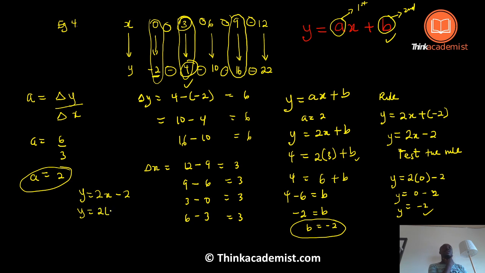So 2 into bracket 6 minus 2, that is giving me 12 minus 2. Sorry, 10. So it means our rule works.